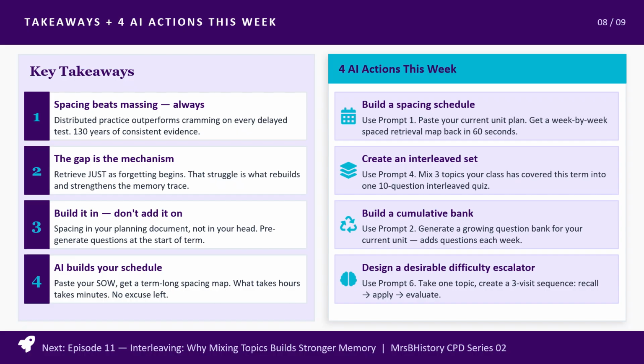So, your 4 actions this week. Use prompt 1 to build a long-term spacing map for your current unit. Paste your scheme of work in and get a week-by-week retrieval schedule back. Use prompt 2 to generate a cumulative quiz bank for a unit you're currently teaching. Add questions to it each week. Use prompt 4 to create an interleave question set mixing your 2 most recently completed topics. Use prompt 6 to build a desirable difficulty escalator for one key concept: recall, then application, then evaluation, spaced across 3 lessons.